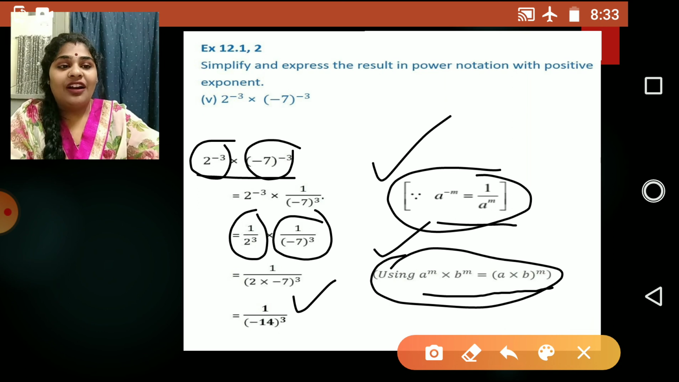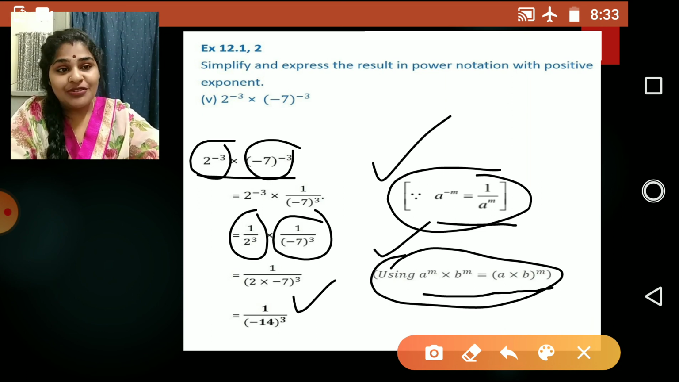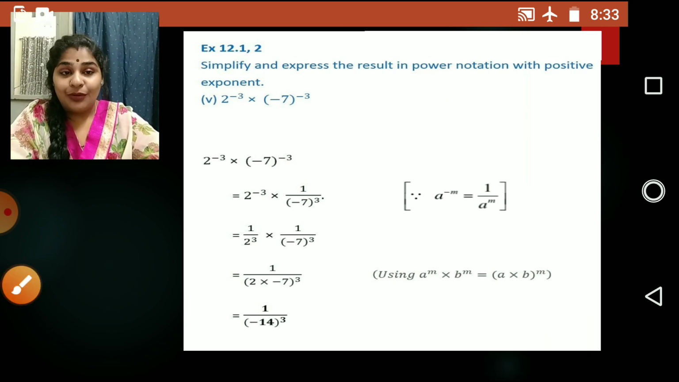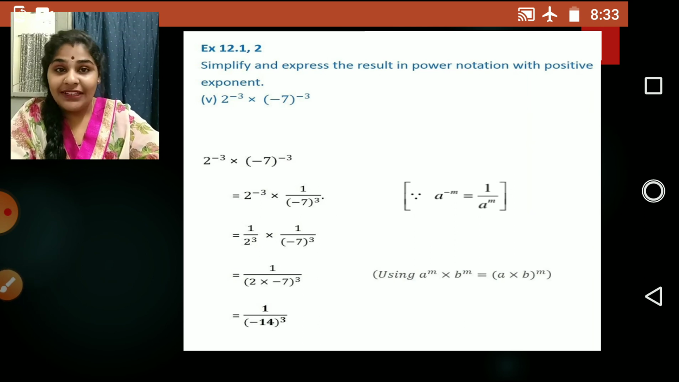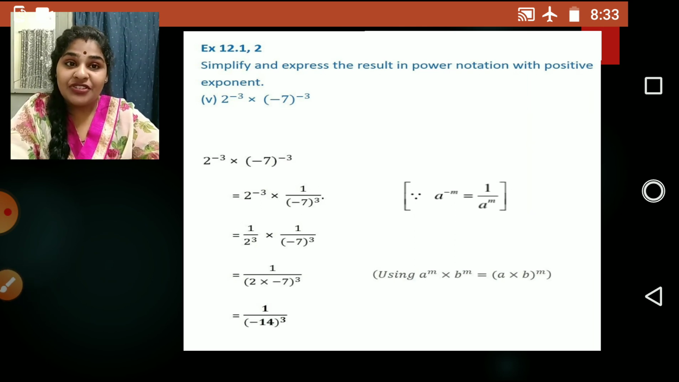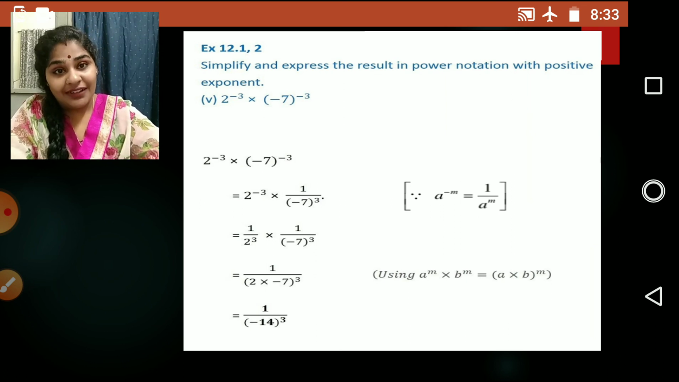So this is how using the laws you have to simplify, children. I hope this is clear. Once again, practice it. Without practicing, it will be very difficult to understand and remember, children. So every day you should practice whatever sums are taken in the class.